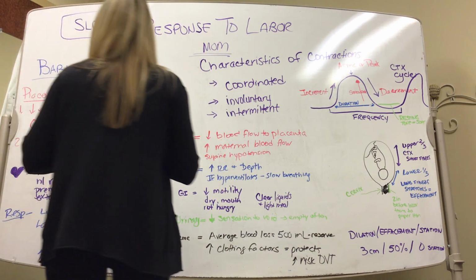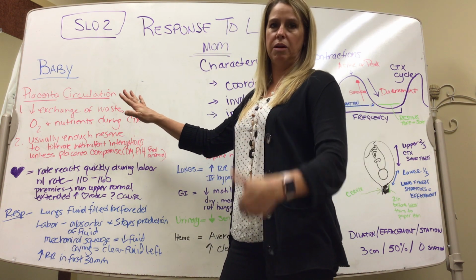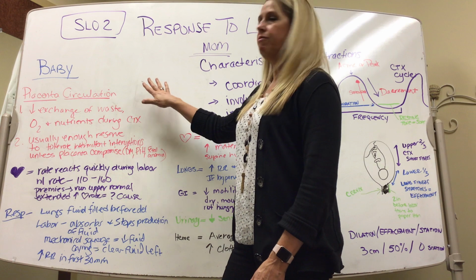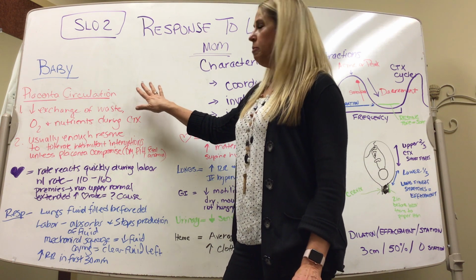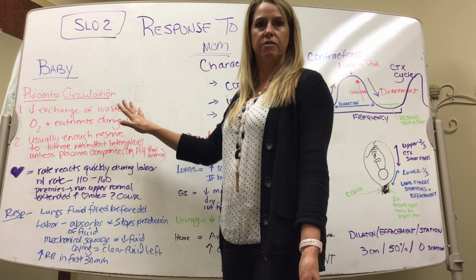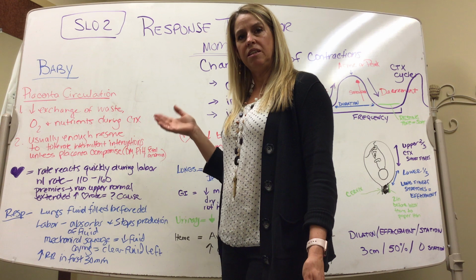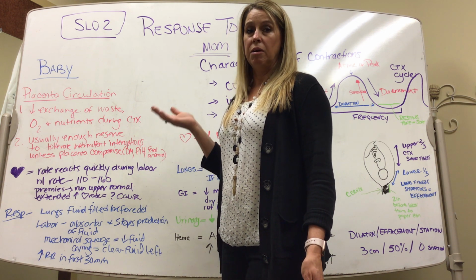The other thing I need to talk about is how baby is responding to labor. So how does baby's body respond to labor? What are the factors that affect it? So the placenta is how baby is fed. It's how baby gets rid of its waste, and it's how baby gets oxygen. And that happens in the intervillous space in the placenta.